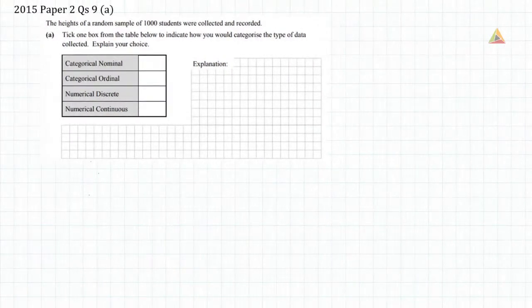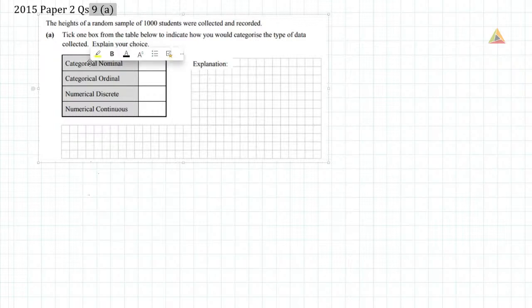Okay, so this question says the heights of a random sample of 1,000 students were collected and recorded. Take one box from the table below to indicate how you would categorize the type of data collected and explain your choice. So the first thing when we look at this is that we see there are two different types of data jumping out at us straight away. We see categorical data and we see numerical data.